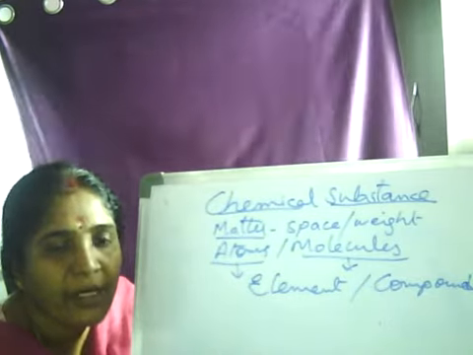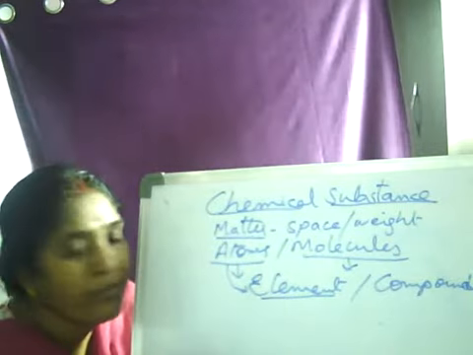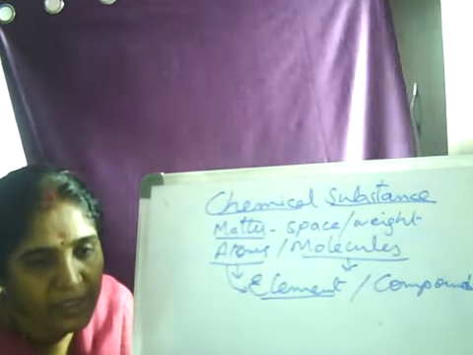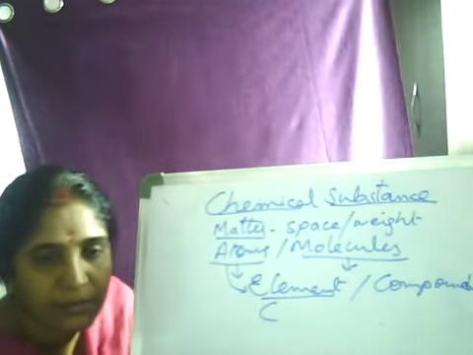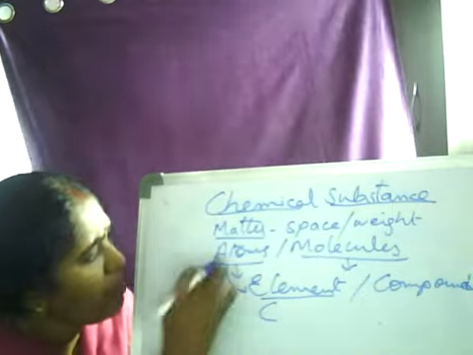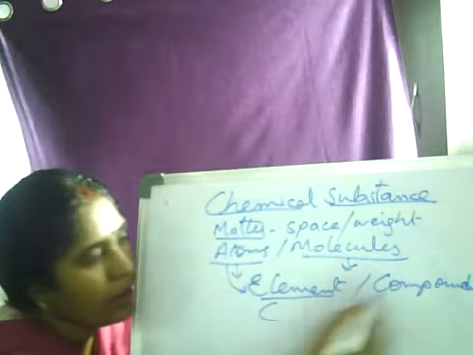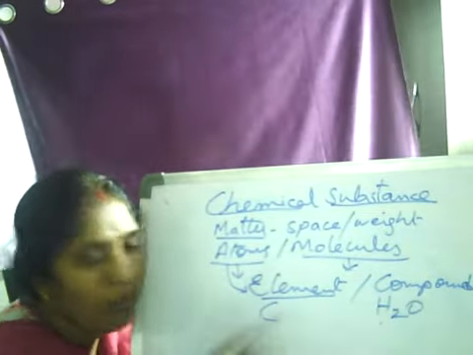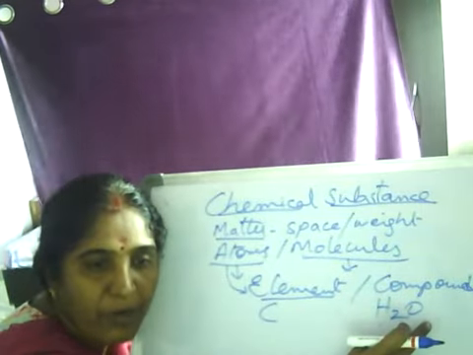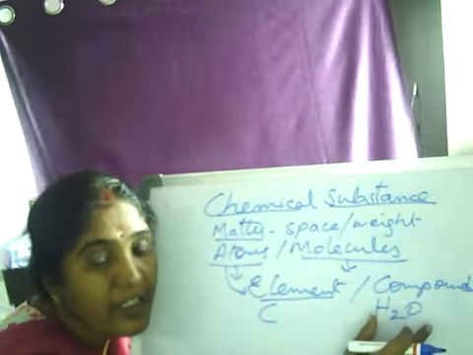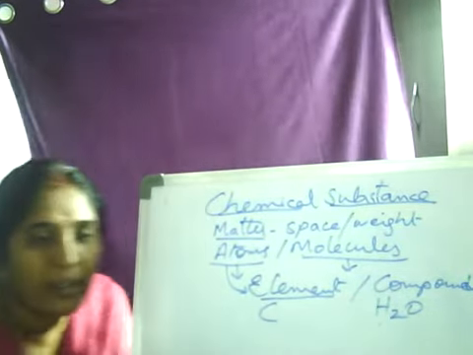Here, an element we can define as something made up of similar type of atoms. That we call an element. For example, carbon. That is an element made up of only one type of atoms. For an example of a compound, we can easily take water. It is made up of hydrogen atoms and also oxygen atoms. So that's the reason it is a combination of two types of atoms. That's the reason we call it a compound.